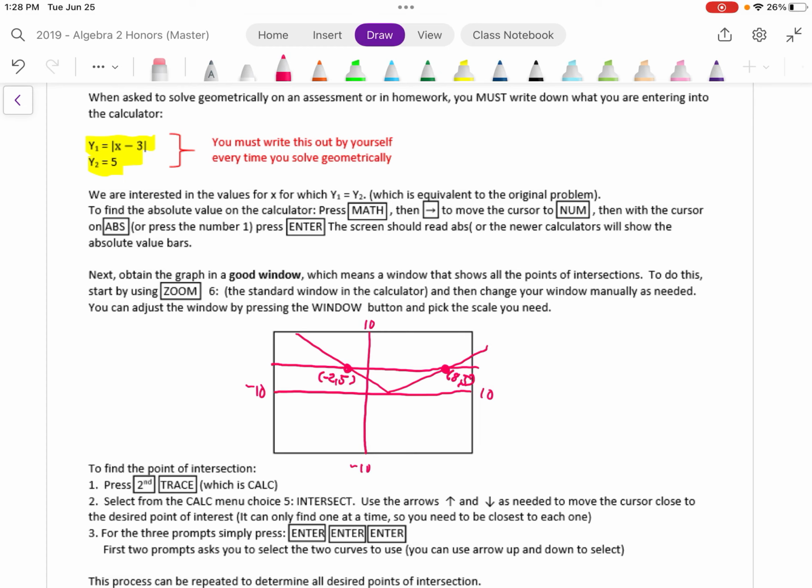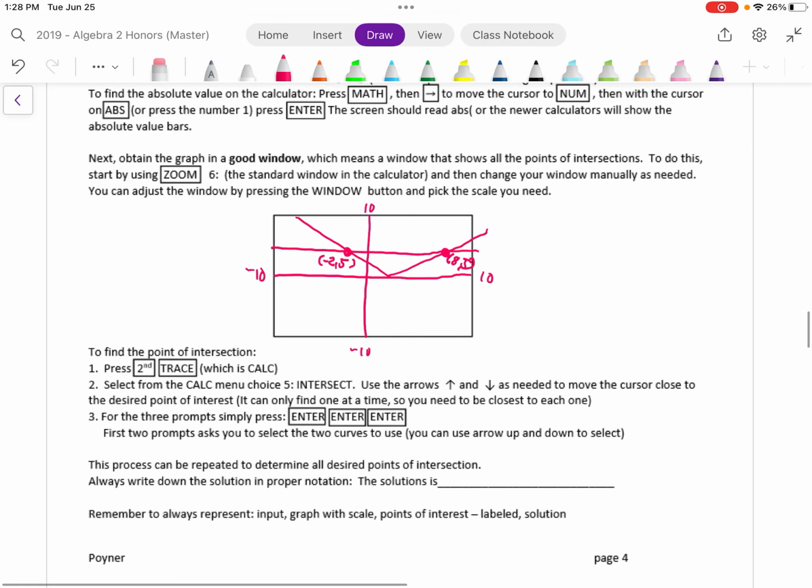So now I have the scale on there, I have the graph on there, I have the X and the Y axis and my points of interest. Now I just have to give the solution for it. And in this case, the solutions are where the two Y values are the same. But I'm not interested in Y, I introduced Y. So I just have to remember what we're actually solving for is X. So in this case, the solution would be X such that X is equal to -2 and +8.